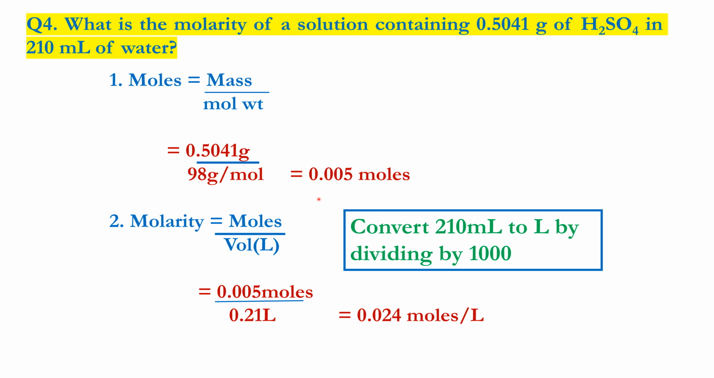After calculating moles, you need to check from the question whether the volume is in milliliters. If it is in milliliters, you need to convert it to liters by dividing by 1,000. Once you do that, you can substitute the values in this formula and you can then calculate your molarity.